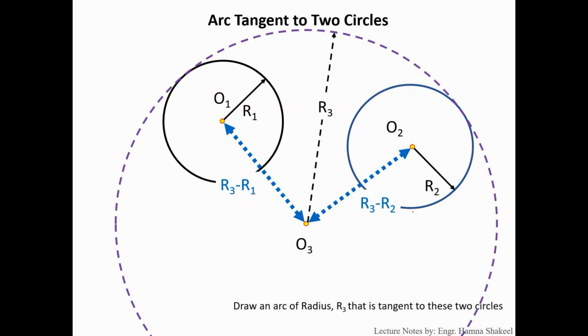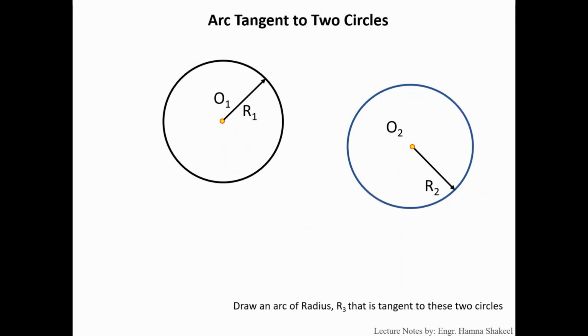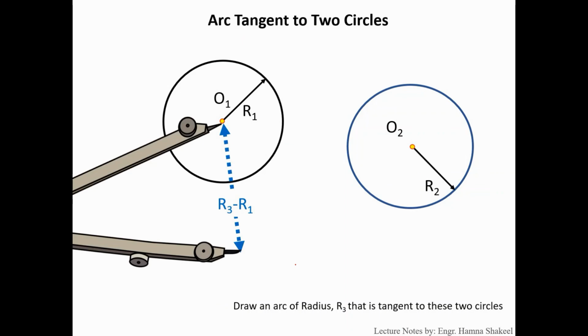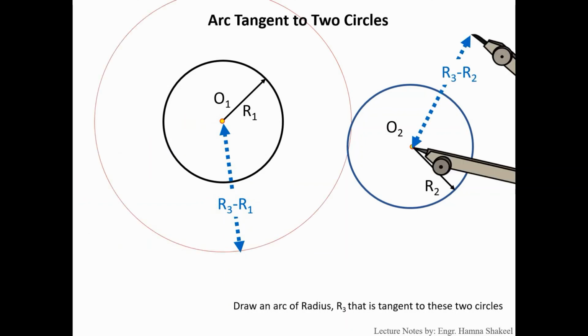So you have to take your compass. So you have the distances. This is the distance for circle number 1, and this is the distance for circle number 2. You have got center number 1 and center number 2. So you can use these to locate the position of O3. So take your compass, open it equal to the distance. In this case, it is equal to R3 minus R1. Draw an offset circle. Similarly, take your compass, open it equal to R3 minus R2 and draw a circle.